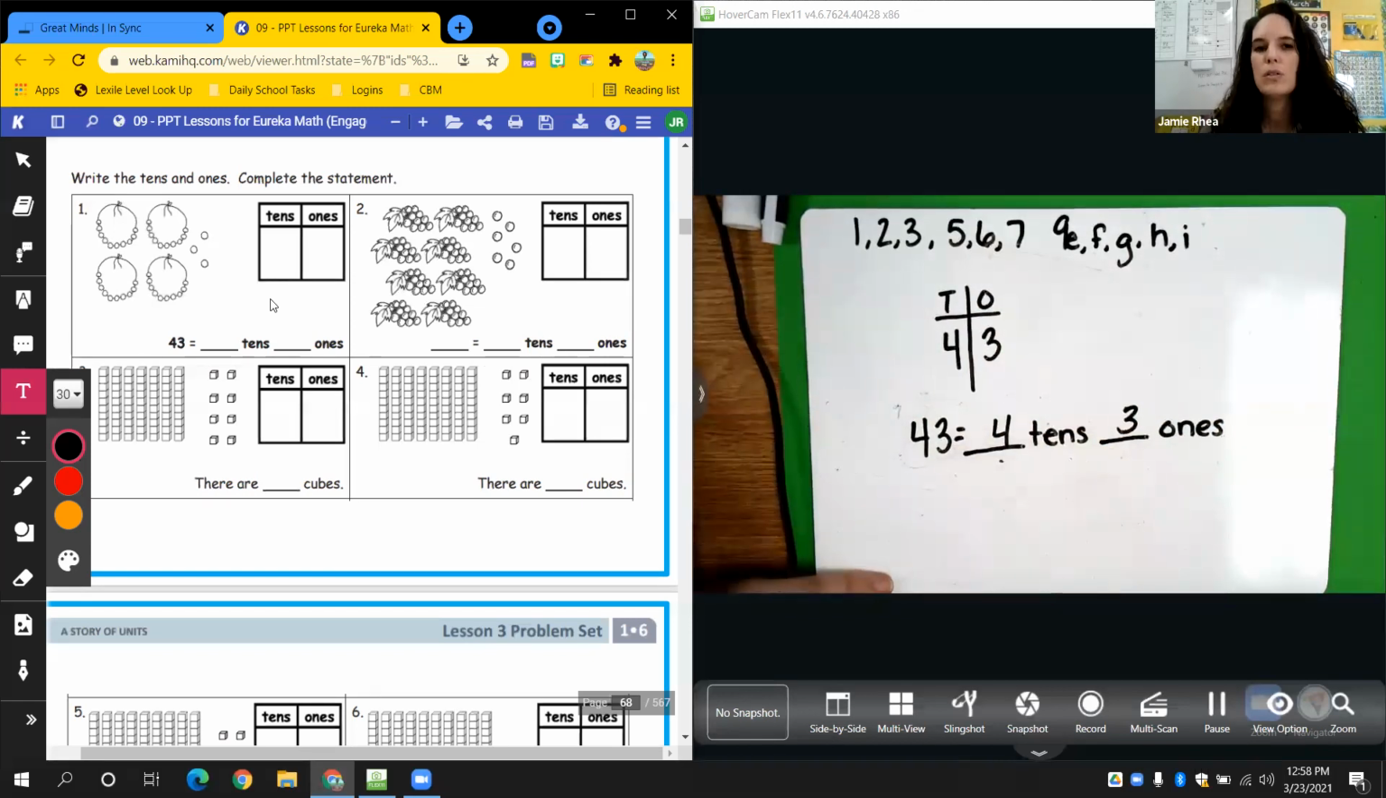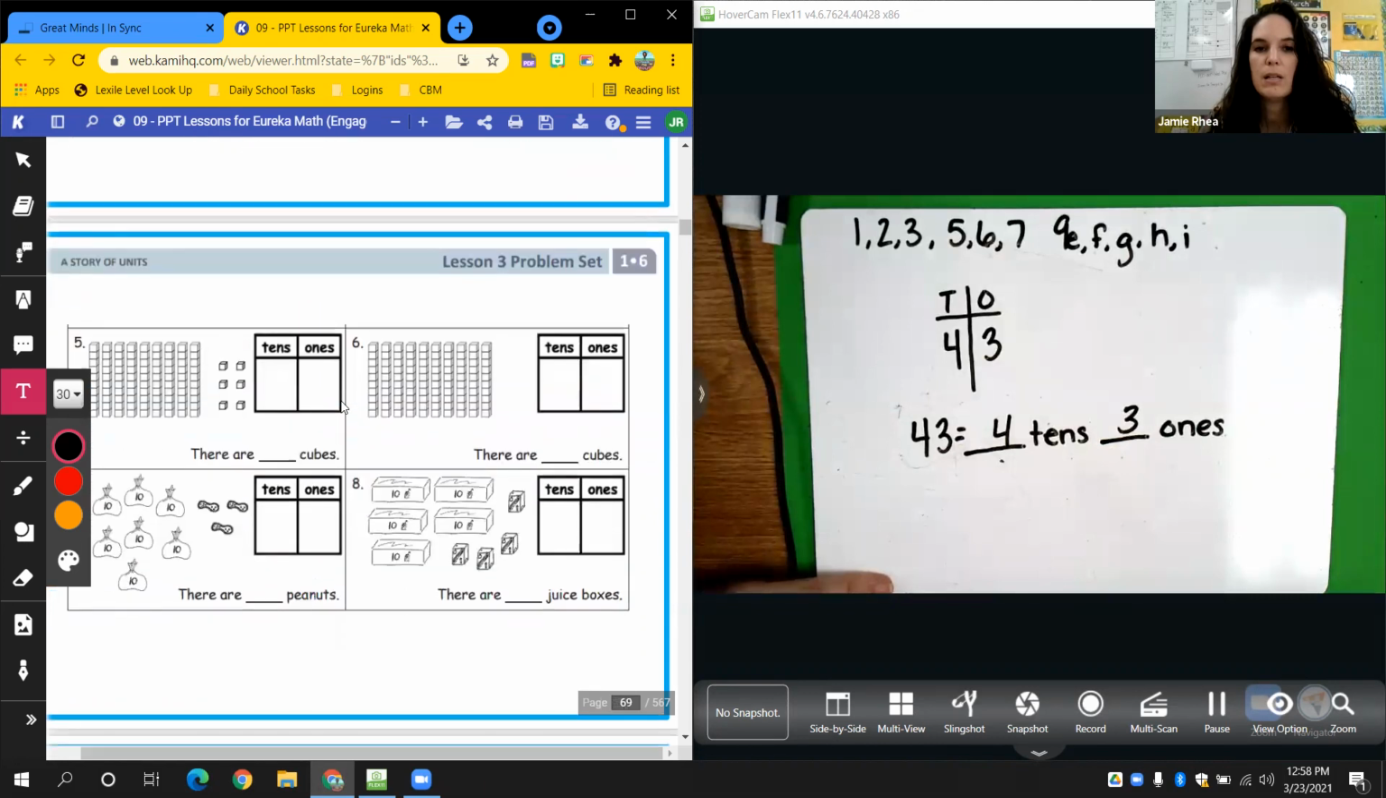Okay, you're going to do that for 2 and 3. Look, you got a bunch of grapes right here. That's a group of 10. Okay, you've got tens and 1 cubes. You can do that. Now let's look down here.